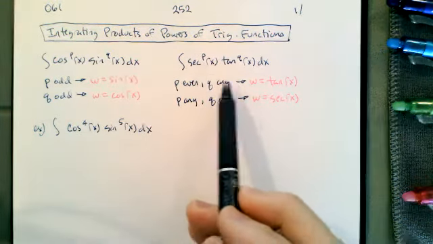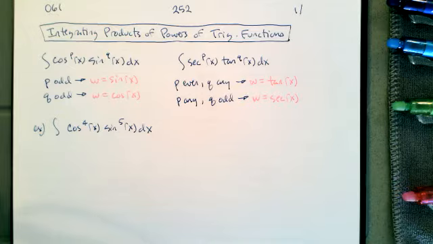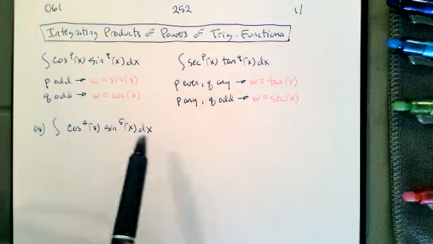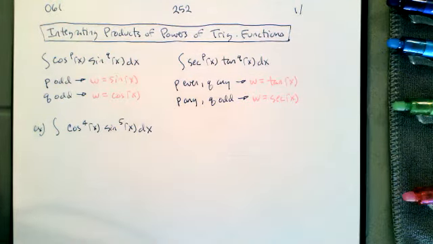In secants and tangents, our dw was made up of 2 factors. The derivative of tangent is secant squared. The derivative of secant is secant tangent. But the derivative of sine is cosine. The derivative of cosine is negative sine. So it's a little bit smaller problem to work with.